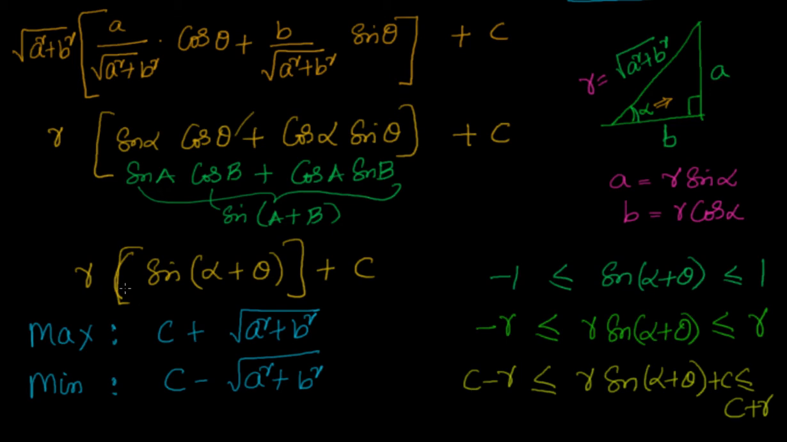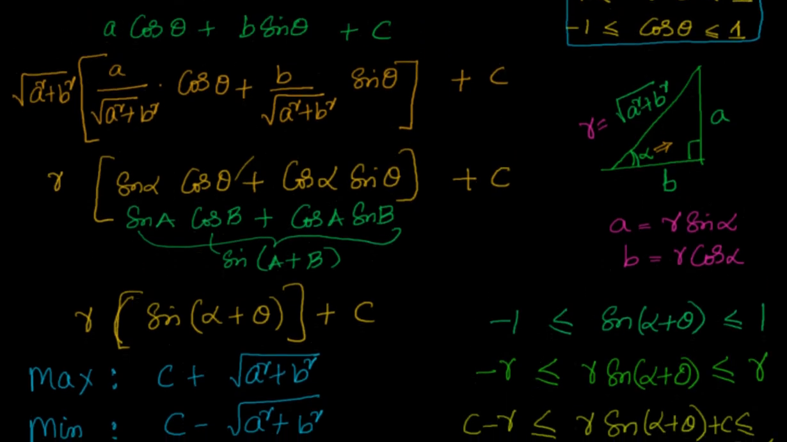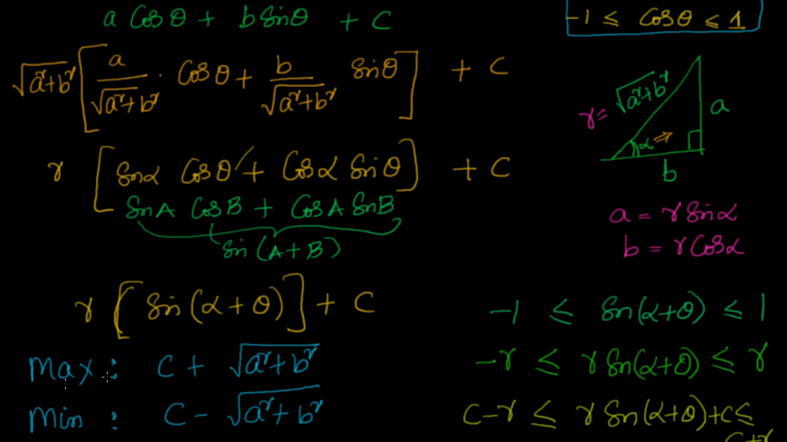Now what we want to find out is r into some sine plus c. We know sine is between minus 1 and 1. Multiply with r, it will be between minus r and r. You add c, it will be between c minus r and c plus r. So simply, if you have a cos theta plus b sin theta plus c, its max value is c plus square root of a square plus b square, and min value is c minus square root of a square plus b square. Now let's leverage this and try to do some simple examples.